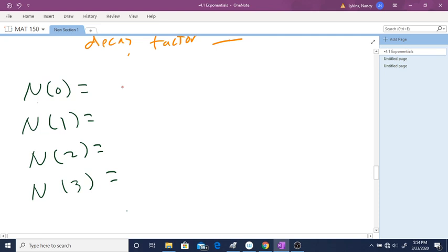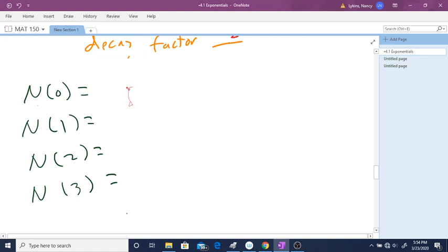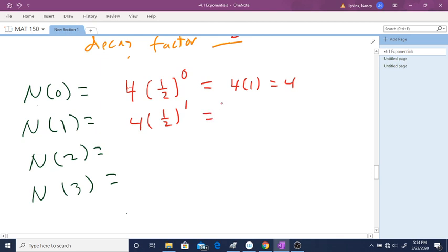So when t is 0, what I'm going to do is I'm going to say 4 times 1/2 to the 0. Well, remember, anything to the 0 power is 1. So this is like saying 4 times 1, which is 4. Now look at the 1. What is n of 1? 4 times 1/2 to the first. Remember, if you put this in your calculator, make sure you put the 1/2 in parentheses. So 1/2 to the first power is 1/2. So that's like saying 4 times 1/2. So 1/2 of 4 is 2.